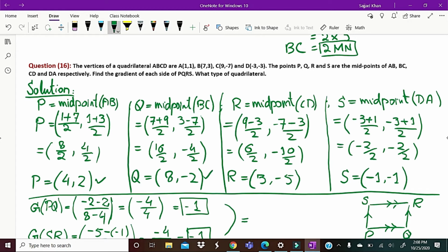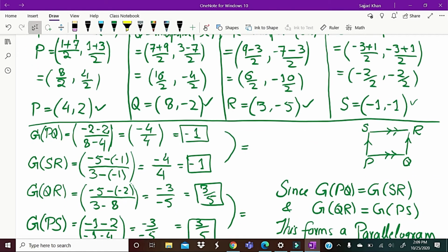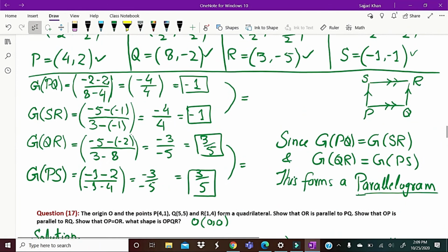R is the midpoint of CD. Using the formula, you can find out that is 3 and minus 5. And S is the midpoint of DA. Using the formula again, you can find out that is minus 1 and minus 1. The second thing is you have to find out the gradients of PQRS, each side of this quadrilateral.